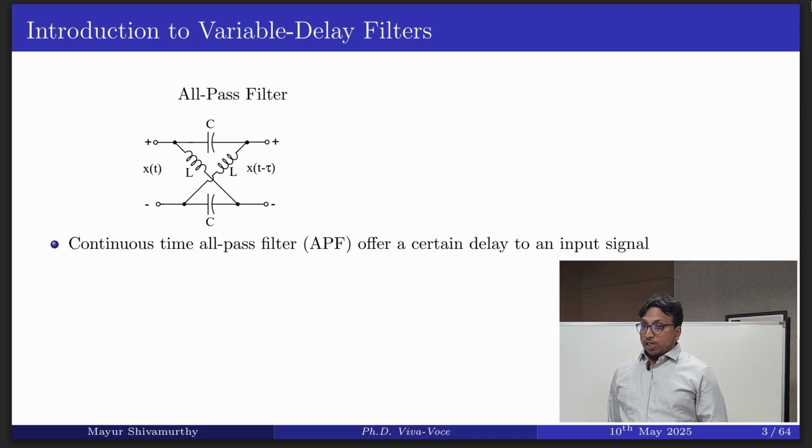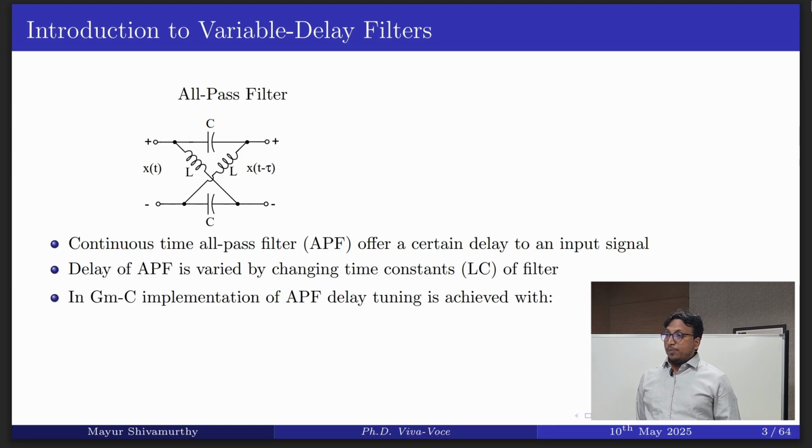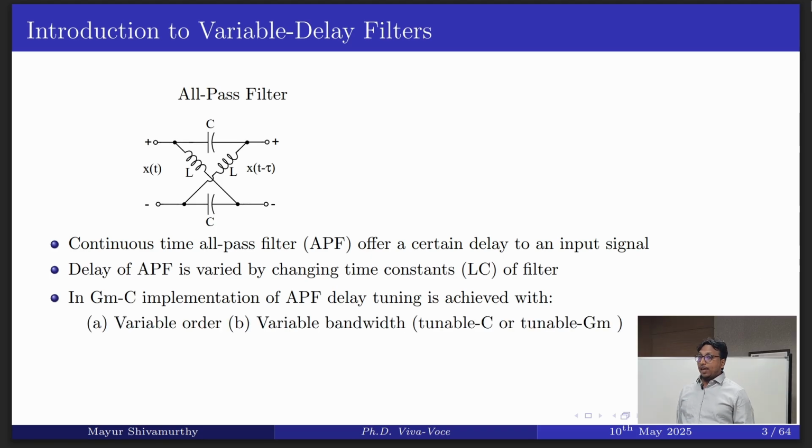A continuous time all pass filter offers a certain amount of delay to an input signal. The delay of the all pass filter can be varied by changing the value of L and C. In case of GMC implementation, the delay of a filter can be varied by using a variable order or a variable bandwidth technique. Further, in the variable bandwidth technique, the delay of an all pass filter can be varied using a tunable C or a tunable GM approach.